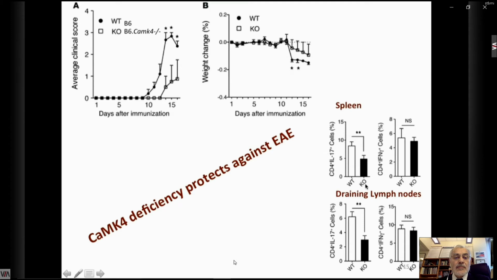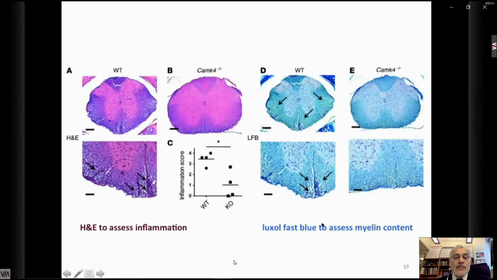The number of CD4 IL-17 positive cells is significantly reduced in mice that don't have CAMK4, although the number of cells producing interferon gamma is not affected at all. Also, in this experiment, we took lymph node cells from the draining lymph nodes, and we re-stimulated them in vitro with the MOG protein. You can see these cells re-stimulated in vitro do not produce IL-17, while the production of interferon gamma is not affected, and this experiment signifies specificity.